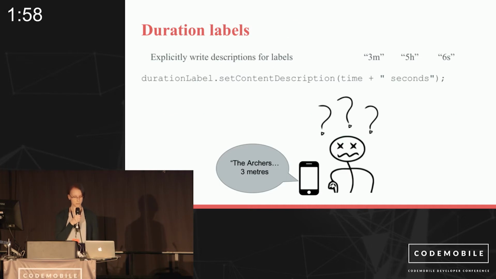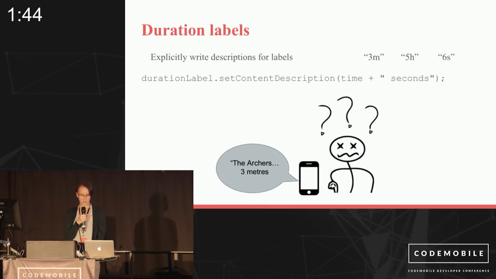One thing at the BBC, the style guide suggests that you have your duration labels set with m, h and s, so minutes, hours, and seconds. That reads out "meters" when you have Talkback on, so if you're going to do that, you have to set content descriptions explicitly. It's a little bit of a pain, but it's something that you'll find, especially if you have Talkback enabled.